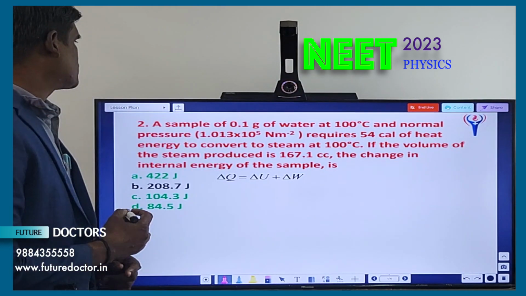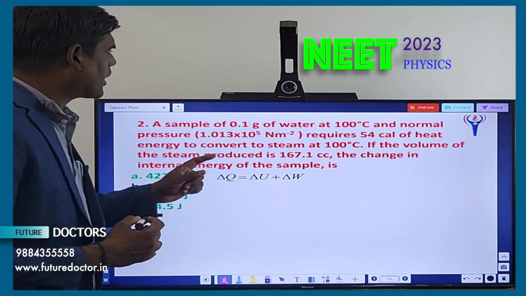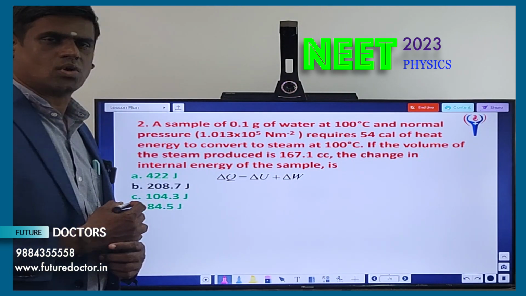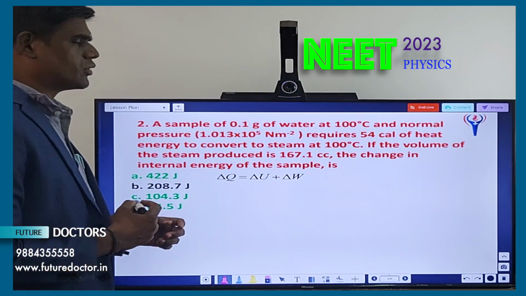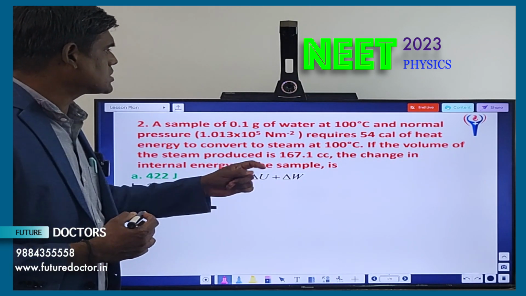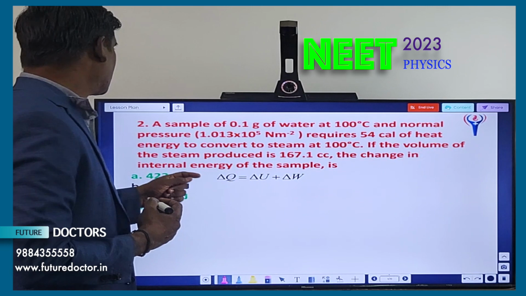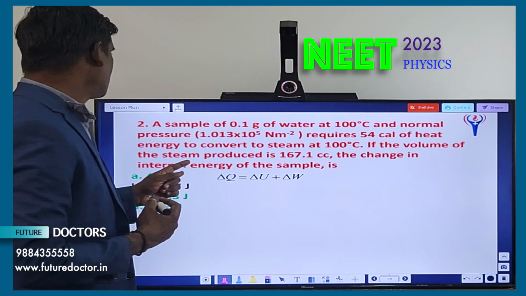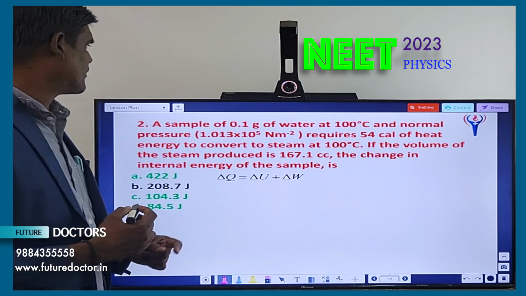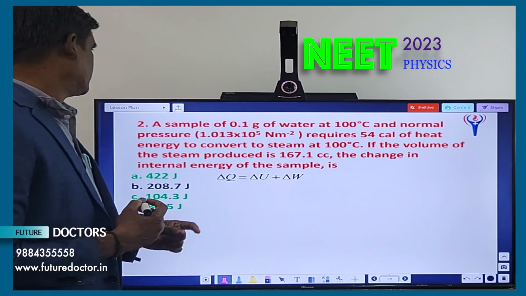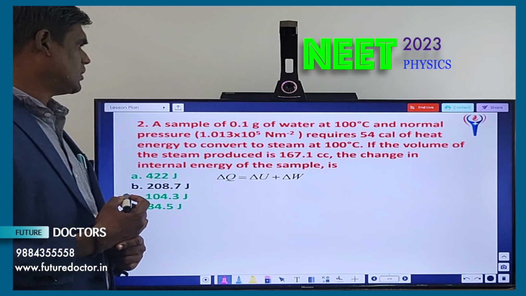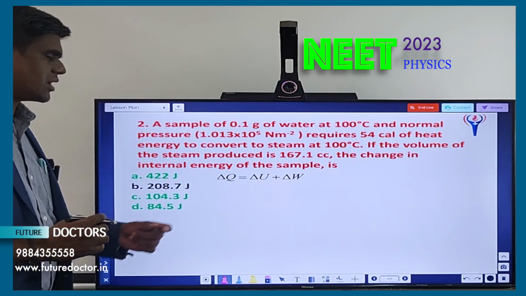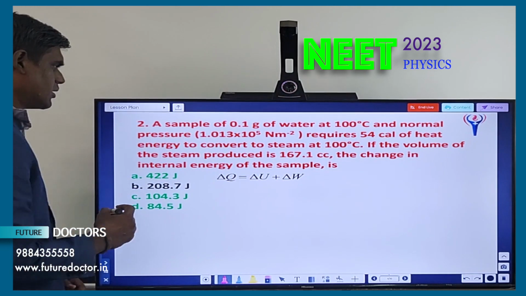A sample of 0.1 gram of water at 100 degrees Celsius and a normal pressure 1.013 into 10^5 Newton per meter square requires 54 calorie of heat energy to convert to steam at 100 degrees Celsius. If the volume of the steam produced is 167.1 cc, the change in internal energy of the system sample is dash. Same formula, that is the first law of thermodynamics, ΔQ equal to ΔU plus ΔW.